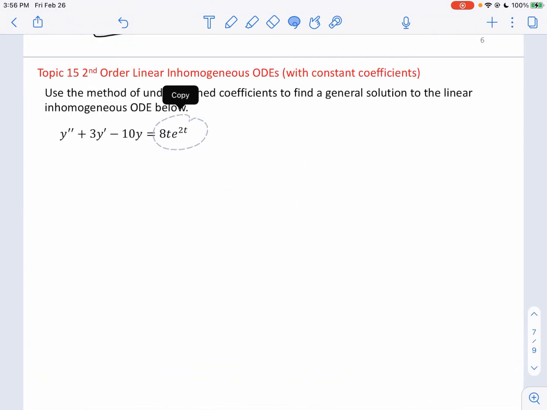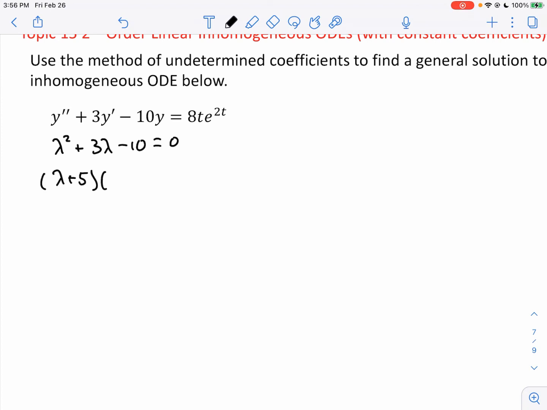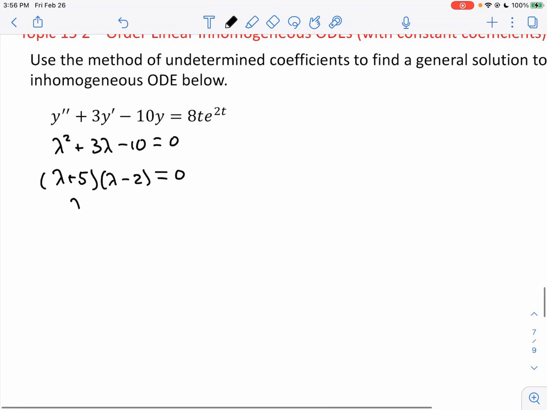Next one, 8t times e to the 2t. And let's do our characteristic polynomial. Lambda squared plus 3 lambda minus 10 is equal to 0. This factors: lambda plus 5 times lambda minus 2 is equal to 0. So that gives me two real roots, negative 5 and 2. Real and distinct.